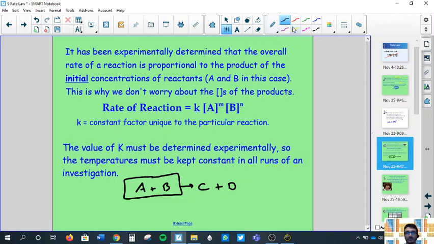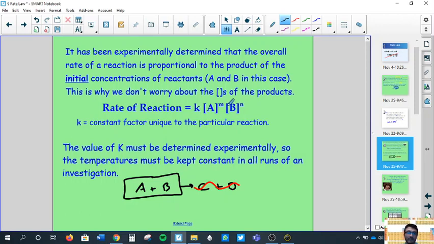So for the moment, we can ignore our products, right? More on that as we begin our next unit. But for now, we're going to look at just the reactants. So the overall rate is dependent on the reactants A, B. Now there could be more. It could be A, B, C, and they have certain exponents. We'll call them M and N.